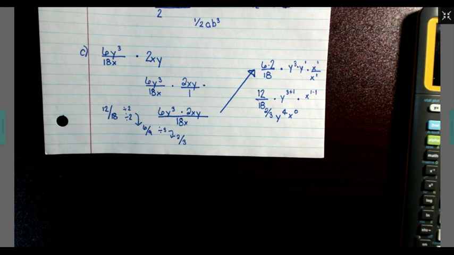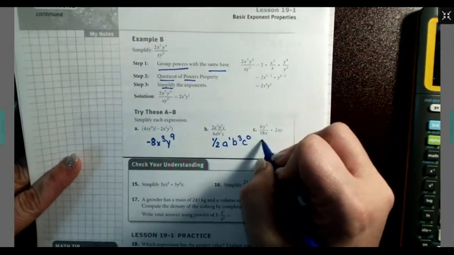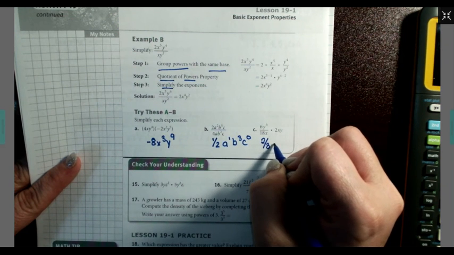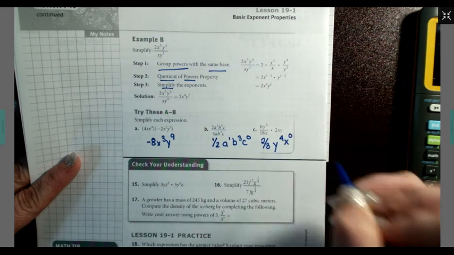So it's 2/3 y to the 4th, x to the 0. If you like to write it in alphabetical order, you can switch those because they're being multiplied together, and we've got the commutative property. So, I got 2/3 y to the 4th, x to the 0.